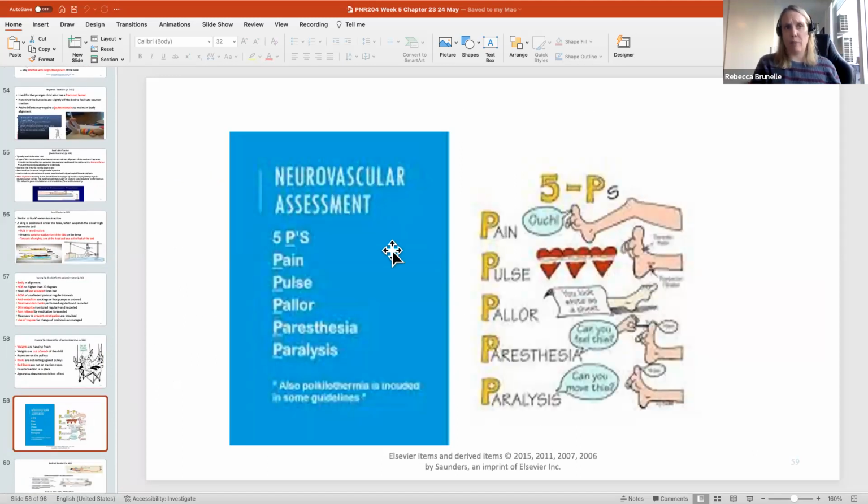And these are your 5 Ps: the pain, pulse, pallor, paresthesia, paralysis. These are the things when you're doing your neurovascular check that you need to make sure that you're documenting.